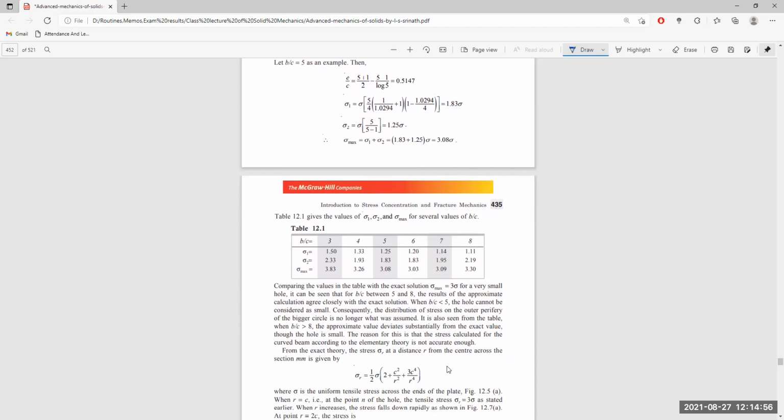Now this gives the values of sigma 1, sigma 2, and sigma max for several values of b and c. There are several values of the width divided by the diameter of the internal hole itself. Comparing the values in the table, the exact solution is 3 sigma for a very small hole. It can be seen that for b by c between 5 and 8, the results of the approximate calculation agree closely with the exact solution itself.